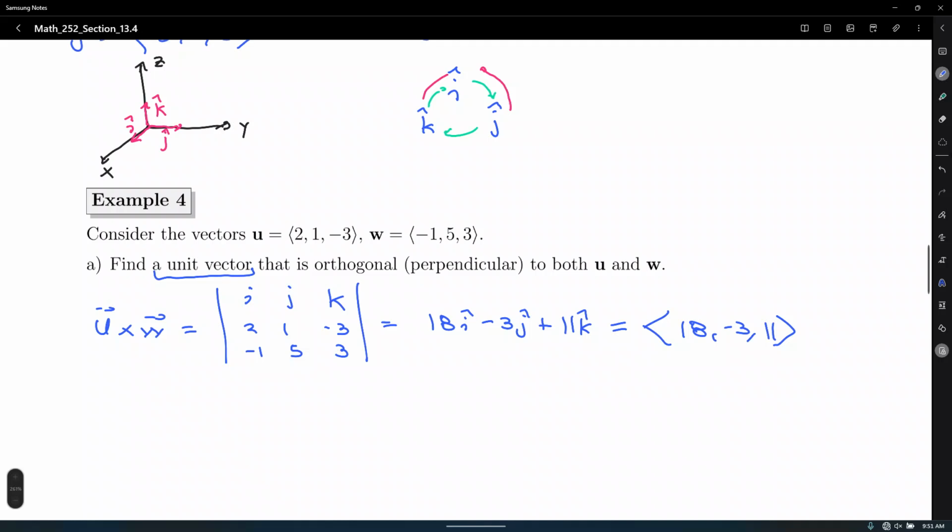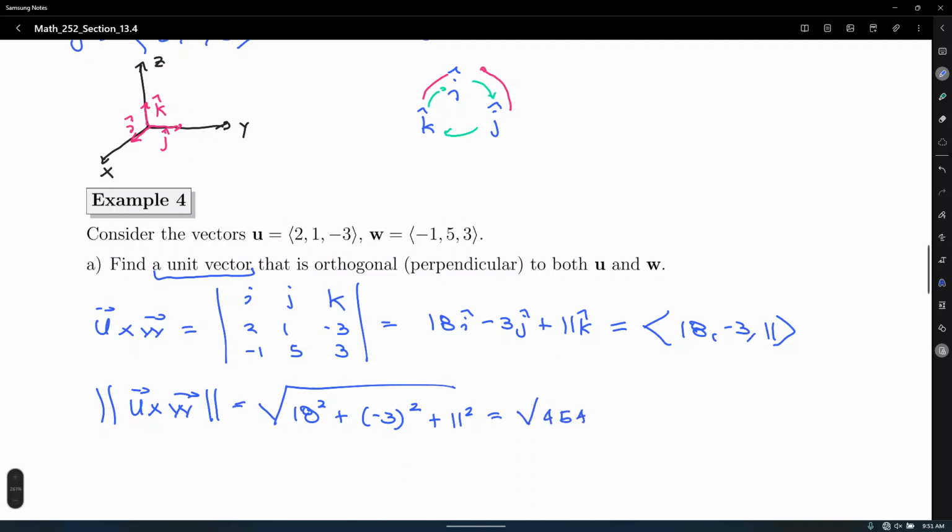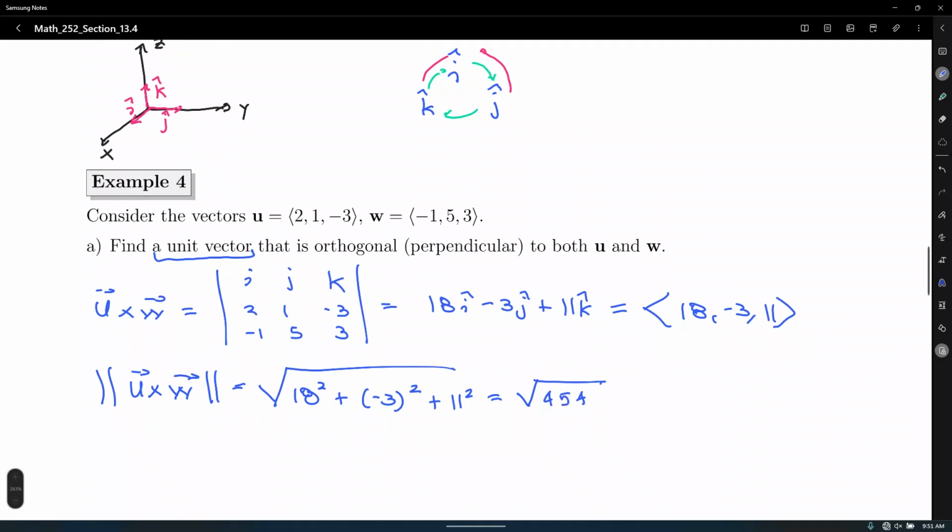Divide by its magnitude, right? So let's find the magnitude of u cross w. That'll be the square root of 18 squared plus negative 3 squared plus 11 squared. That equals, what's that? Square root of 454.